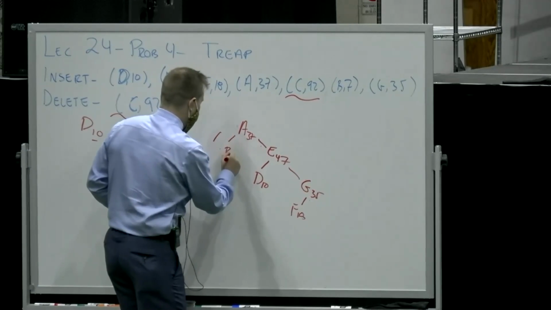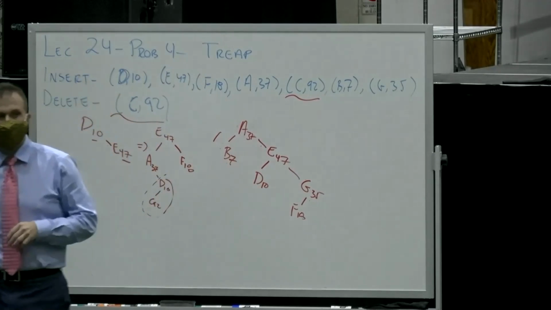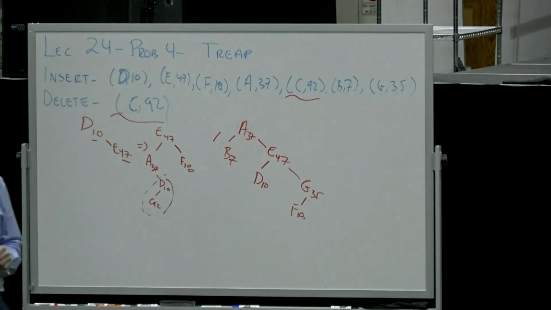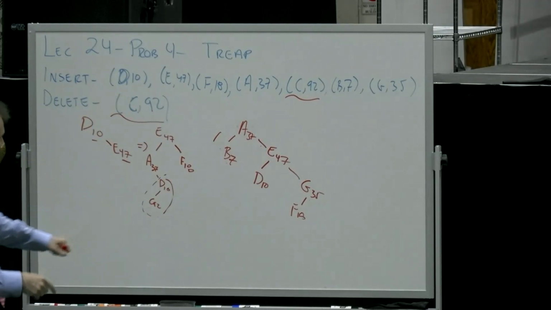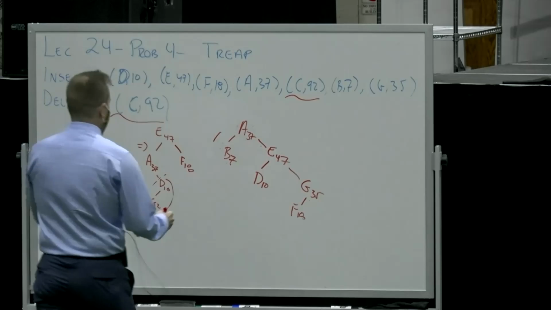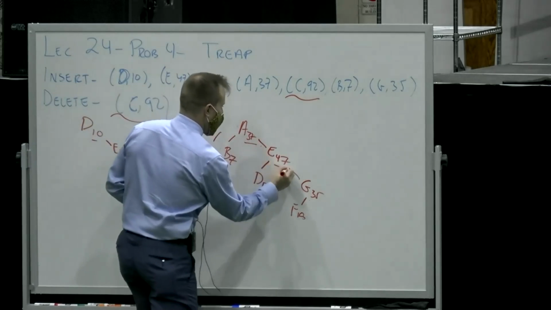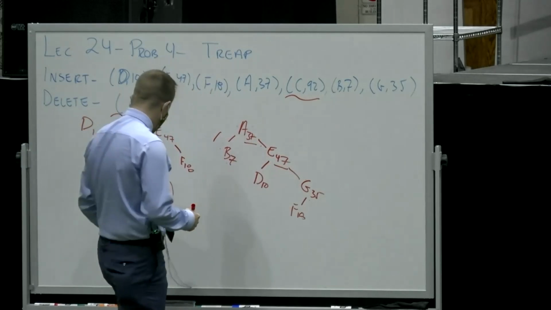If I do this, what's the big issue with this heap now? Who wants to tell me what's wrong with this? Why is this a wrong answer? Yes. Absolutely right. We now have a value 37 that's bigger than 47. So we have violated our property.